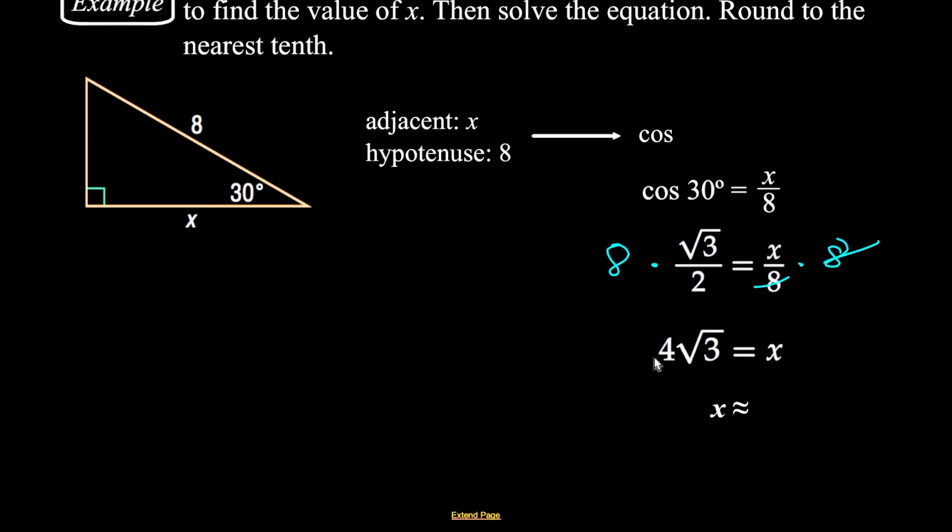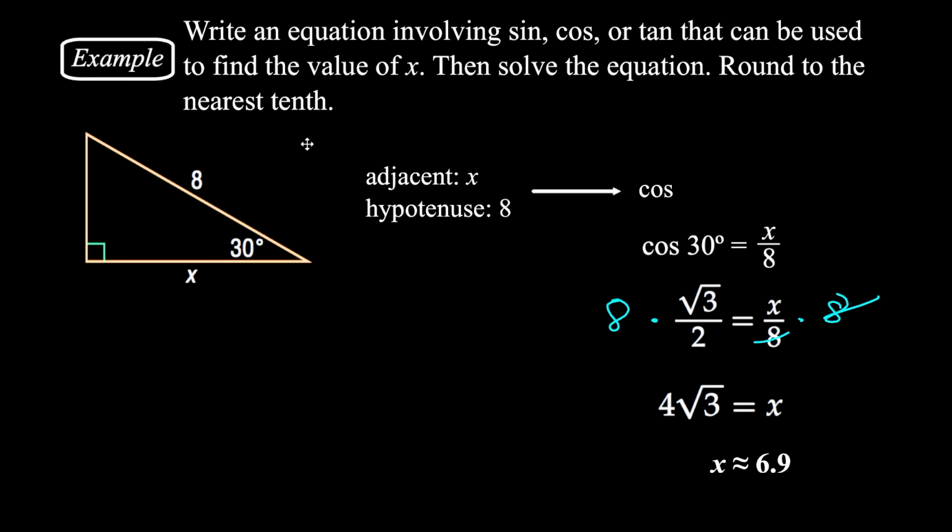So we can plug this into our calculator. The square root of 3 is about 1.7. And 4 times the square root of 3 gives us 6.9 to the nearest tenth. So the value of, what did they ask us to find here? They asked us to find the length of this side. So the length of that side right there is approximately 6.9 units, whatever units we are dealing with.